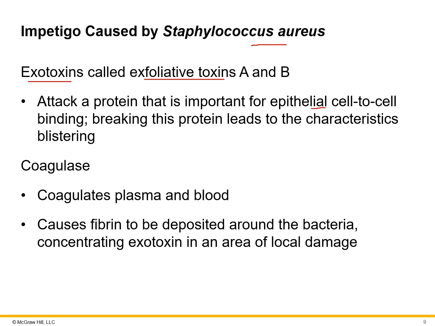So it attacks the epithelial cell-to-cell connections, and it causes this blistering effect. It actually separates the dermis and the epidermis, and it causes that fluid-filled blistering to occur due to that toxin that Staph aureus can produce. And we already mentioned the coagulase that coagulates the plasma in the blood. So this causes fibrin to get deposited, and it concentrates that exotoxin into one place so that it causes local damage, again leading to that blistering effect.